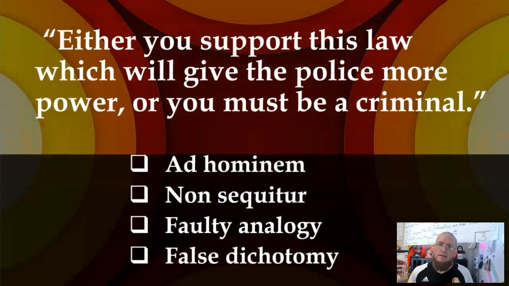Moving on. "Either you support this law, which will give the police more power, or you must be a criminal." False dichotomy. I don't believe that at all. It's an either-or situation. Either you're for us, or you're against us. It implies one extreme or the other. Oftentimes, there might be lots of reasons that people object to a law. Laws can be written in very complex ways and do multiple things. So sometimes people might oppose the law, not in general, but because of some specific element being proposed.